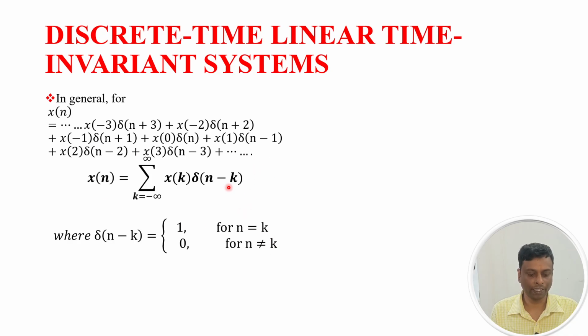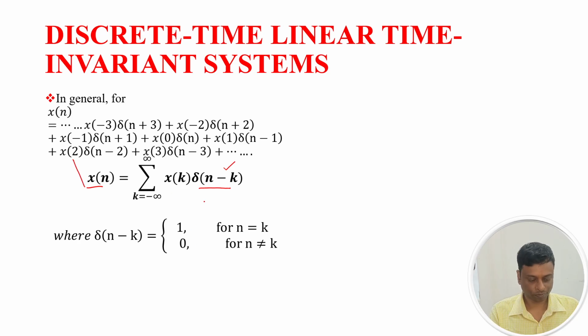So we have obtained x of n in terms of del of n. You can see this is the shifted version. So we have obtained x of n using the del of n values. So this is our expression for x of n.